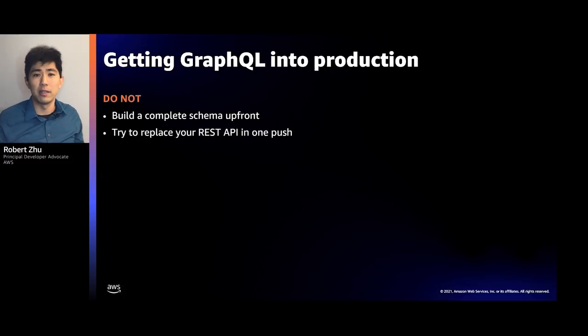Relatedly, don't try to replace the REST API in one push. Chances are you have some sort of REST API or some sort of RPC API already in production, and there's no need to replace it. You should prefer to ship a small incremental change, and maybe start with a GraphQL API that is very small, very focused, and put that next to the REST API and have them both in production for a little while.